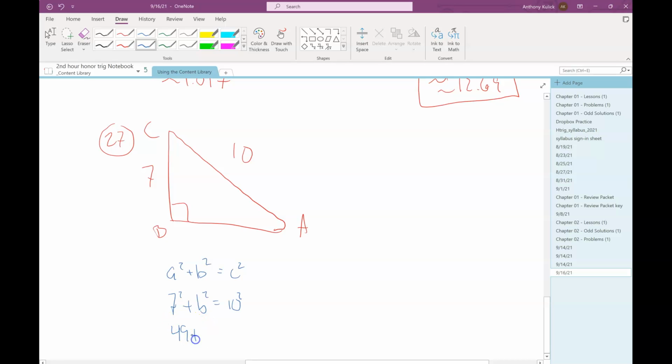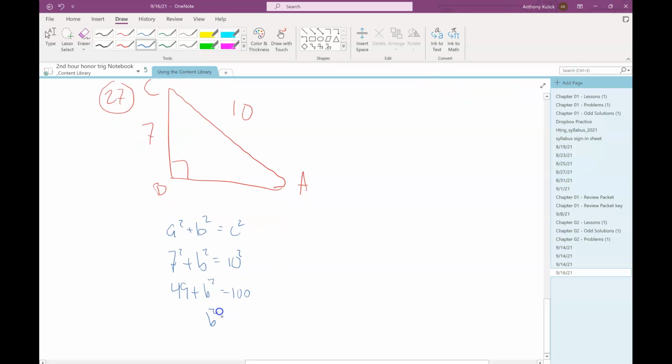So 49 plus b squared equals 100. So b squared equals 51. And when I square root both sides, I can drop the plus or minus. Since we're talking about a side length, it has to be positive. I can just call it square root 51. Grace, are you okay with what we did there? Okay. From here, it proceeds exactly the same as 25 or 26 would have.